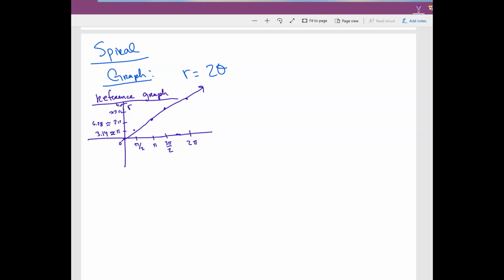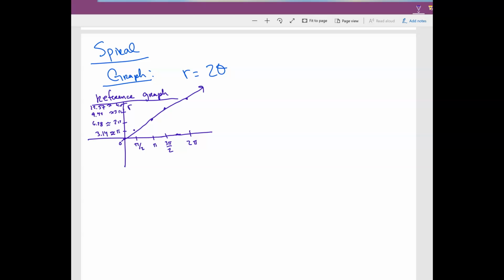3 pi, that's going to be about 9.42. And then 4 pi, that's going to be about 12.57. Okay, so I think that will be a little bit easier to kind of see.